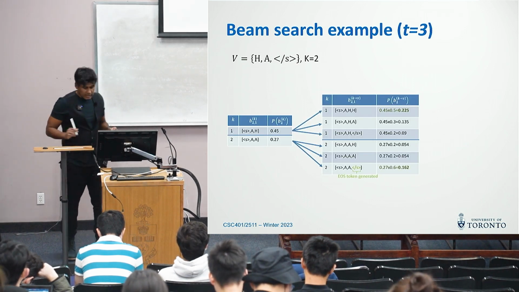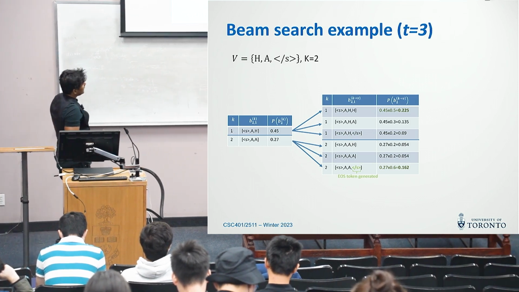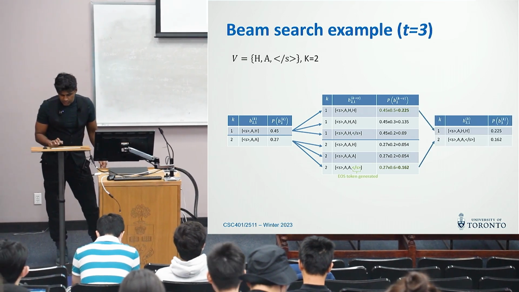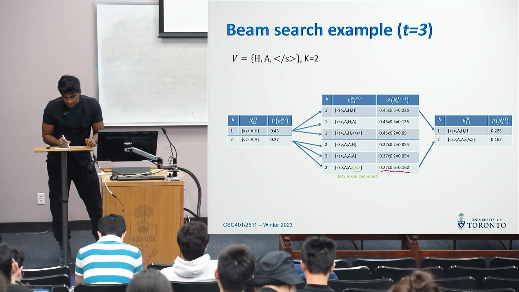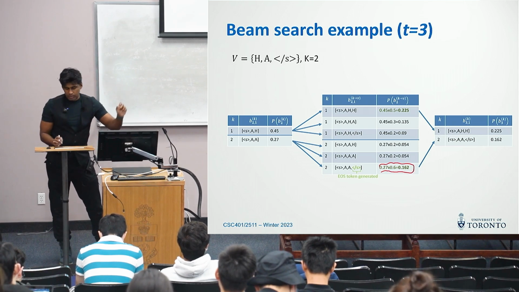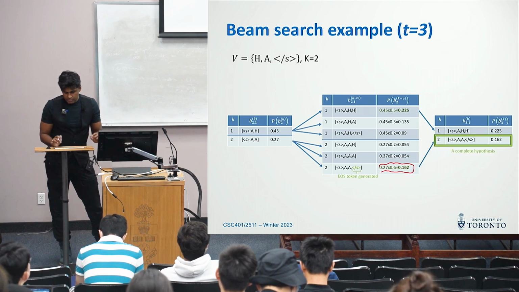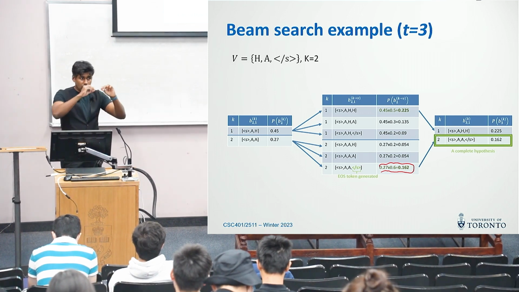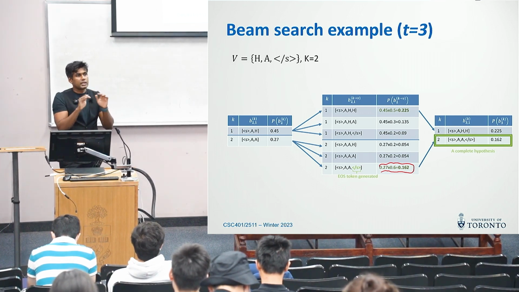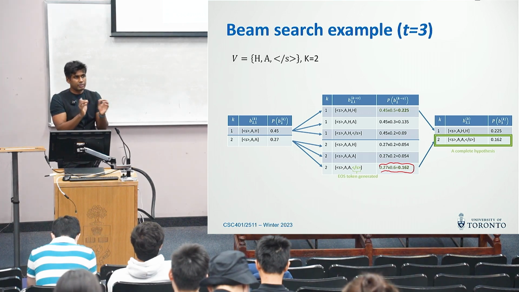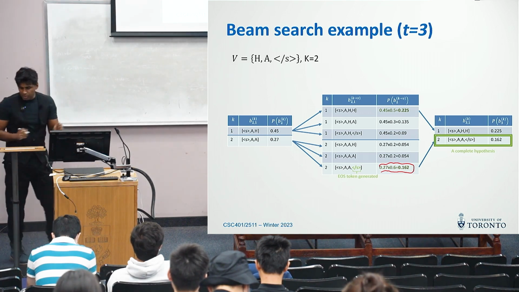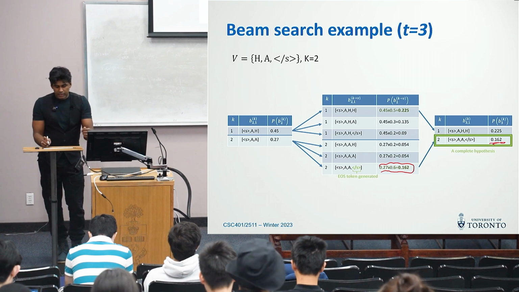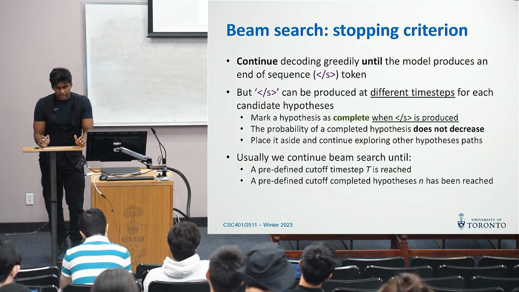Okay, so then we repeat the process, and now we see that there is an end of sequence token generated for one of the paths, and this partial path also is one of our top 2 probable paths. Okay, so when we find the end of sequence token generated in one of our partial paths or candidates, we call it a complete hypothesis. We mark this as complete, it's done, and this is the corresponding probability for a completed hypothesis. And then we move on, and you may ask, when do we stop? That's exactly what we're going to talk about.